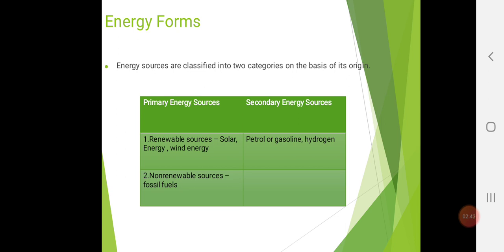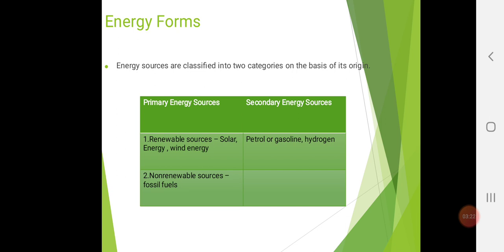Again, in primary energy sources, it has 2 points, renewable sources and non-renewable sources. You know about this. But if you focus and see here, in secondary energy sources, they have given an example of petrol, gasoline and hydrogen. But as per my knowledge, petrol comes in non-renewable resources. Petrol is an example of non-renewable resources, right? But they have given it in secondary energy resources. Might be petrol is derived from some organic oil, natural oil.